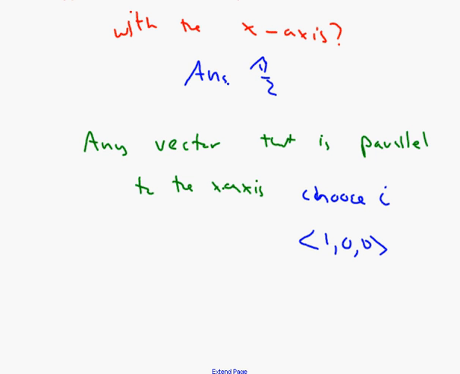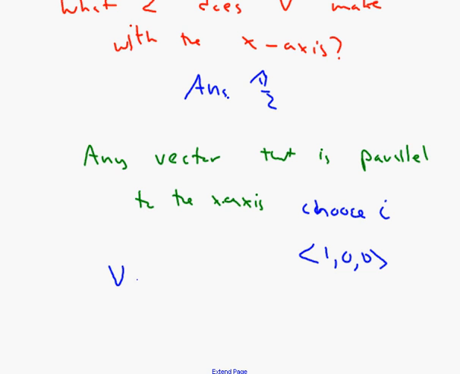Okay. Well, we know, because of what we just said a moment ago, if we take vector v and we dot it with i, what are we going to get? We're going to have the vector 0, 2, 2 dot 1, 0, 0, and that's just going to be 0. So that means that these things really are perpendicular.